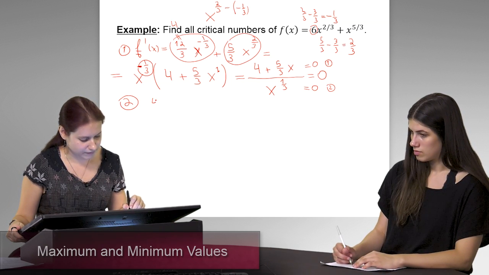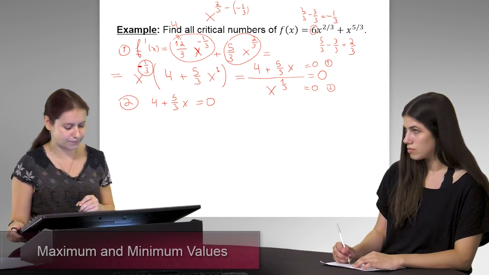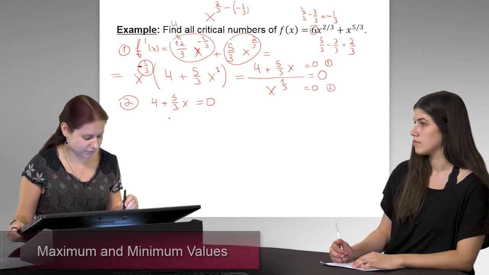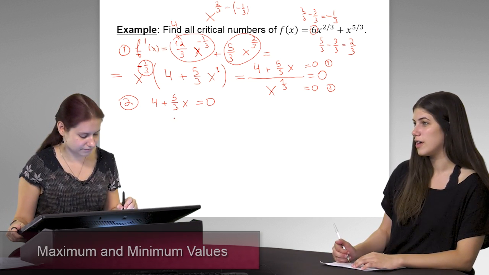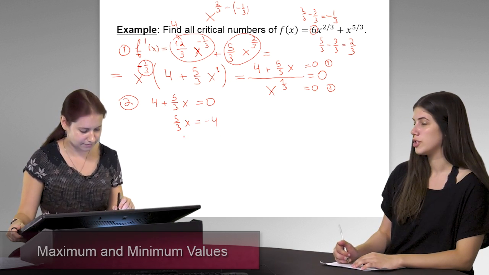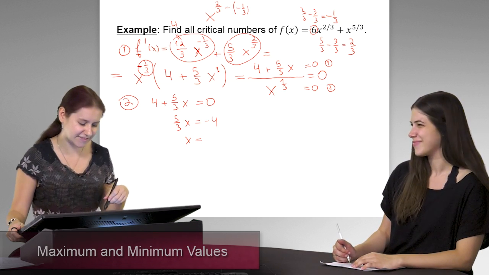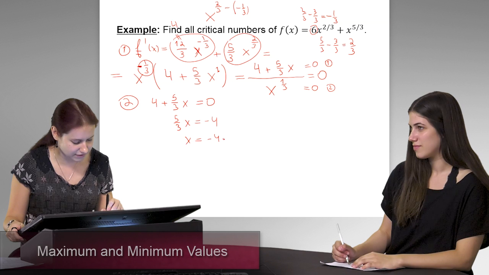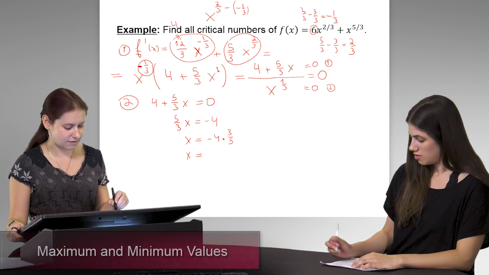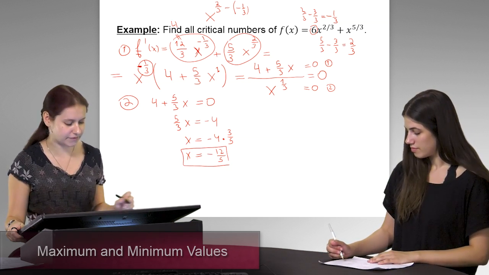So the top gives me 4 plus 5/3 x equals 0. And then I will do the bottom later. Let's solve it for x. In this case, not too bad. What do you think we should do? So subtract the 4 over, and it gives me -4. And then multiply by 3 and divide by 5. I like doing it in the same step. So we're going to have -4 times 3/5, which is what? Negative 12/5. Good.